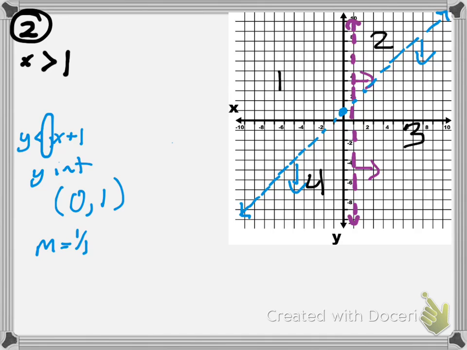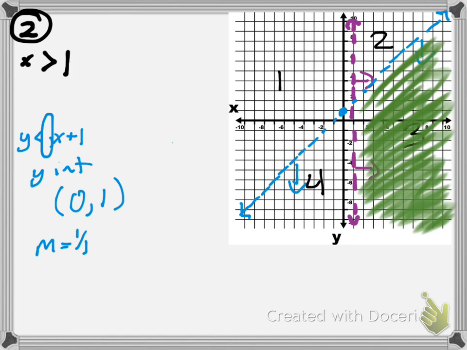Which of those sectors is shaded by both? So we're shading to the right of the purple line and below the blue line. Sector 3 is the one that is to the right of the purple line and below the blue line. So you'll shade this entire sector. A solution to this would be any point in this green that we can come up with.